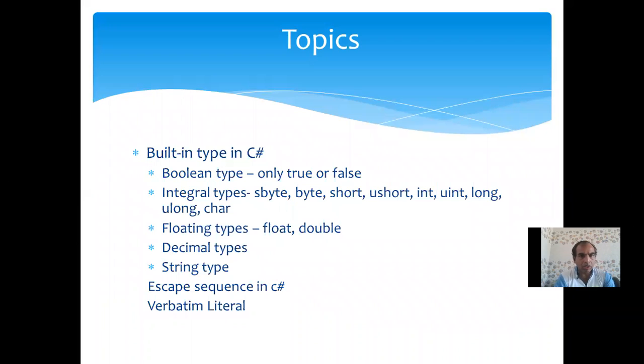Here we are learning different data types. Already we know about data types in C++ or Java. Boolean type, true or false. Integral types, such as byte, sbyte, short, ushort, int, uint, long, ulong, char. Then floating types, float, decimal points. We can use float or double, decimal types. String type, and some of the escape sequences in C#. Already we know in C++, just like \n, \t, and some of the verbatim literals.